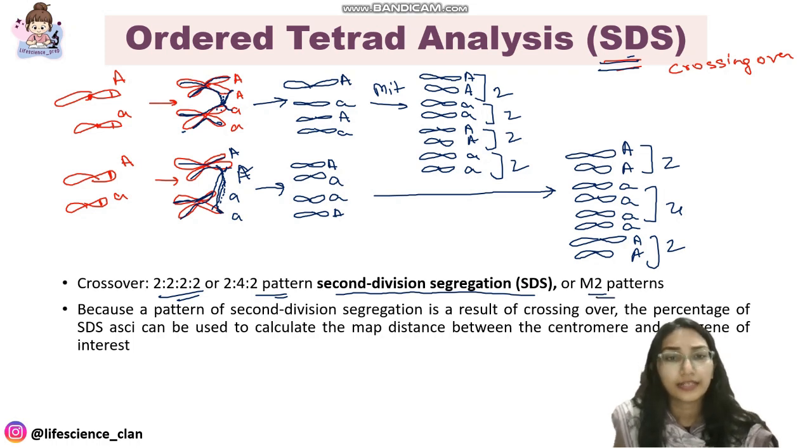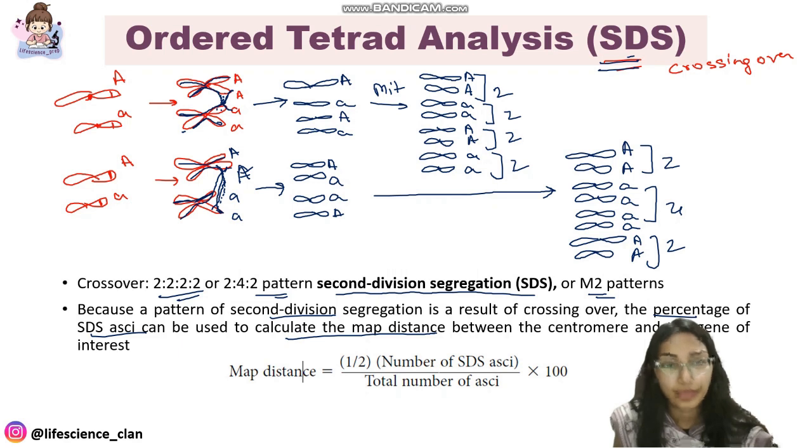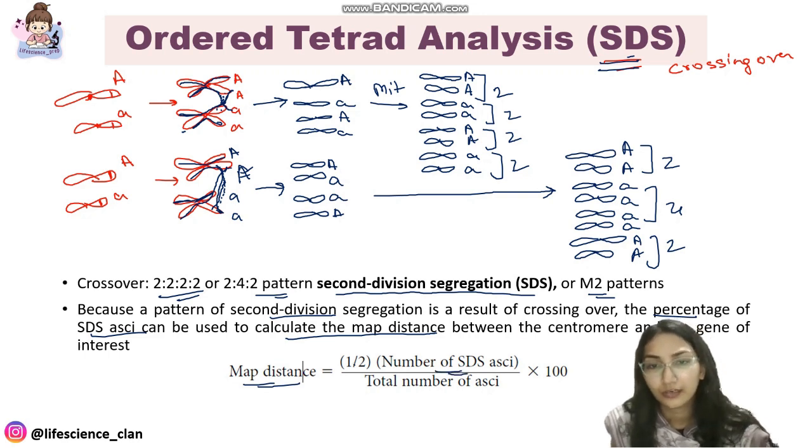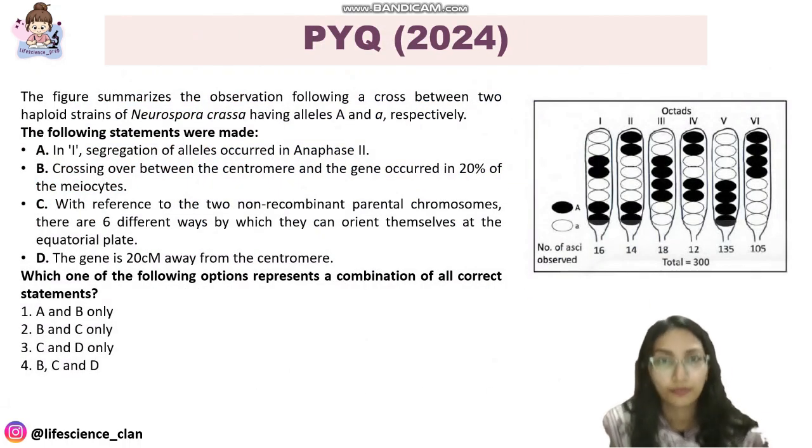Now second division segregation is very important to us because the percentage of SDS asci can be related to the map distance. So we can get a formula. We can map the distance of the gene from the centromere by multiplying half into the number of SDS asci upon the total number of asci, into 100. So now let us understand this by looking at some problems which have appeared in the paper.